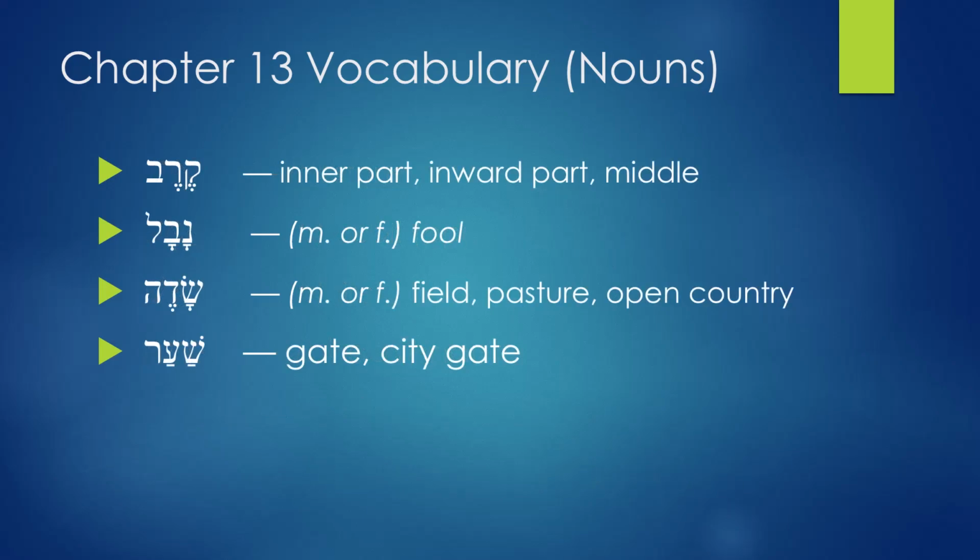Next you have the word kerev. Kerev means inner part, inward. Next you have the word naval. Naval means full. And that's why you get the name Nabal. Nabal means a fool.